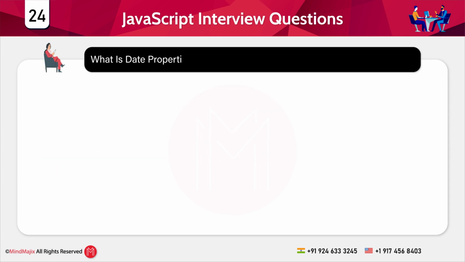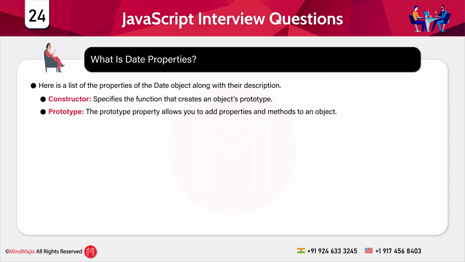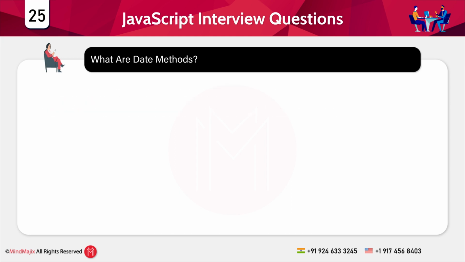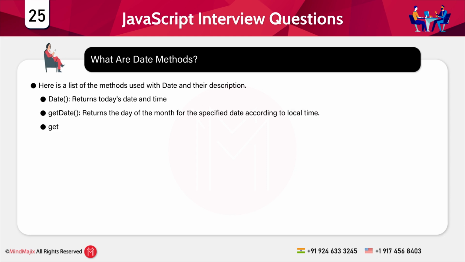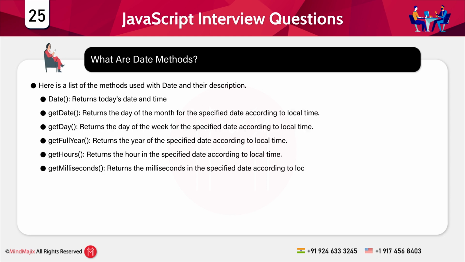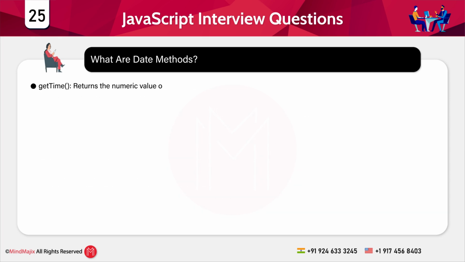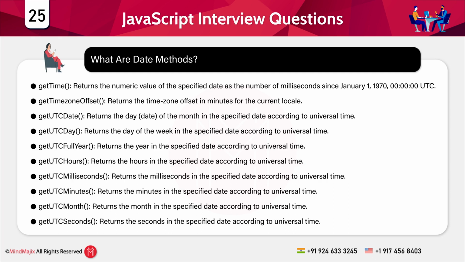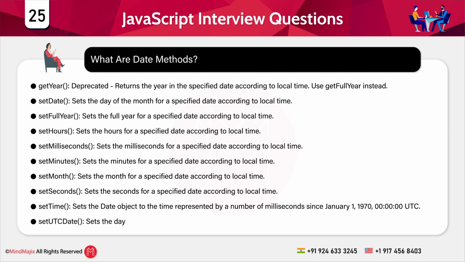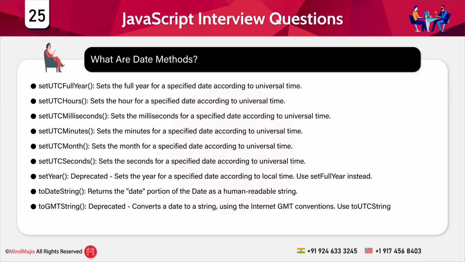What are date properties? Date properties are constructor and prototype. Constructor specifies the function that creates the object, and prototype allows you to add properties and methods to an object. Now, various methods are there for the Date object. Built-in methods: Date, getDate, getDay, getFullYear, getHours, getMilliseconds, getMinutes, getSeconds, getTime. So various methods are there for the Date object.